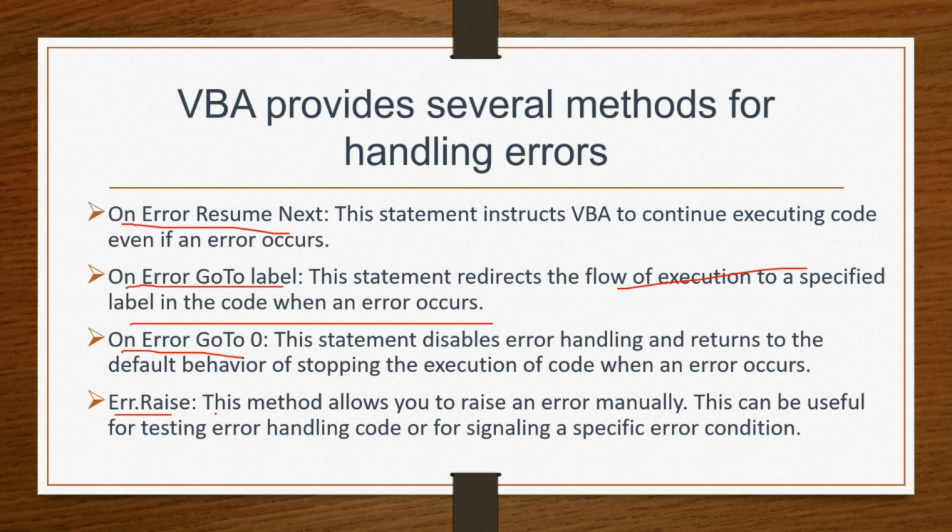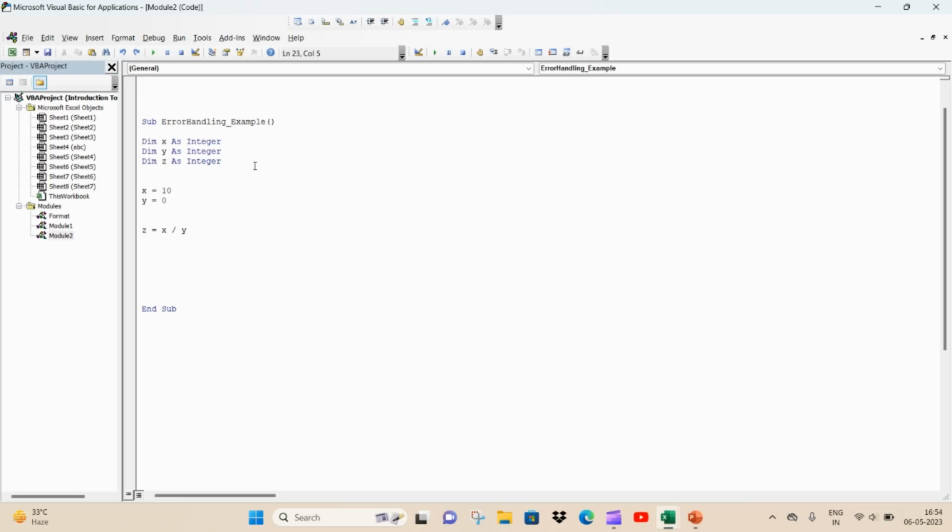Err.Raise: this method allows you to raise an error manually. This is very useful when you test your error handlers. I have declared three integers here, x, y, z. X value is 10, y is 0, and here is an error, x divided by y. This is an invalid mathematical operation, right? Any number divided by 0.